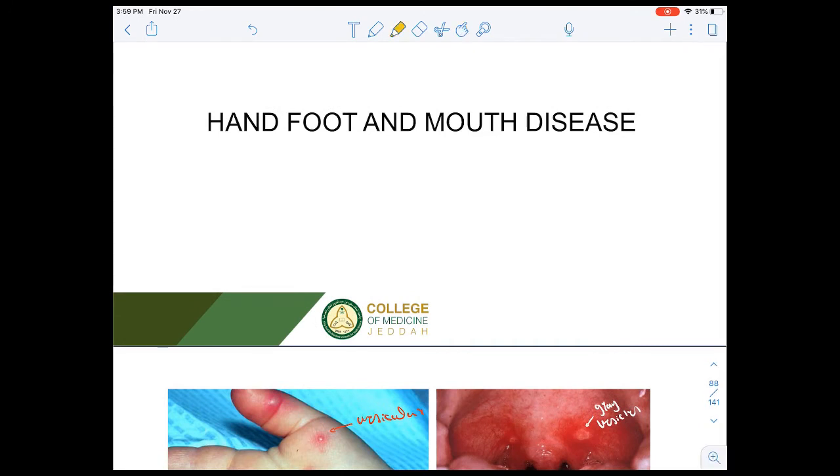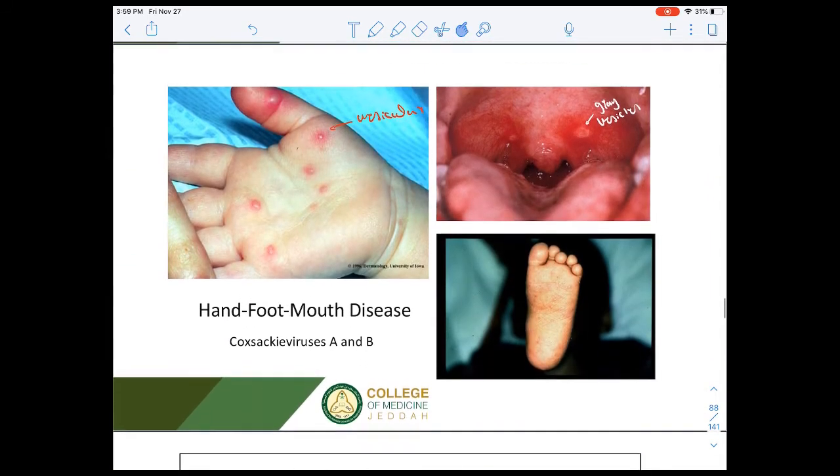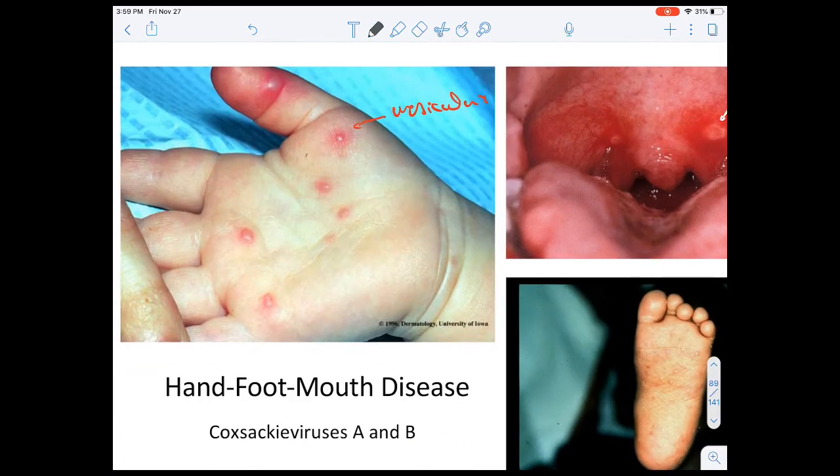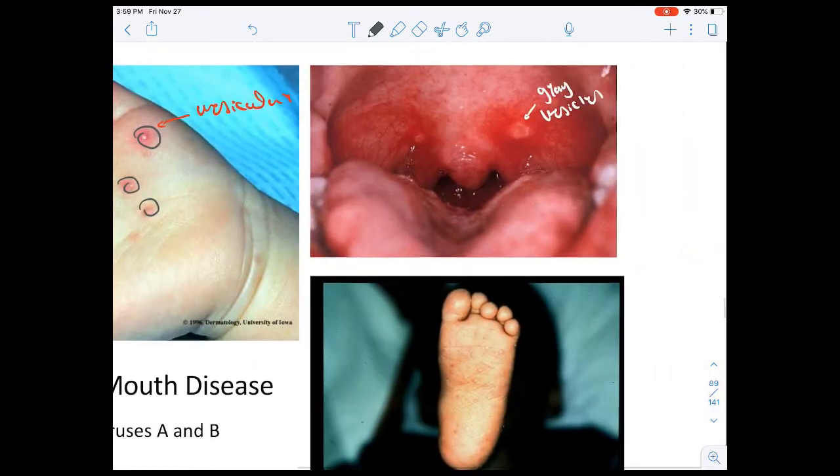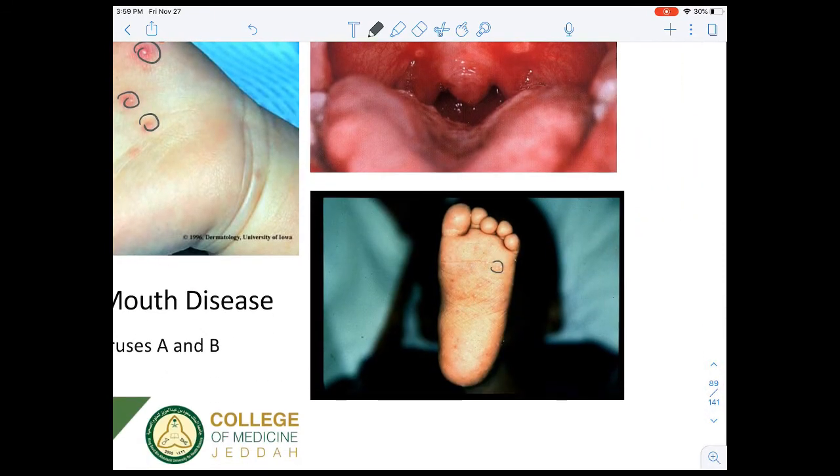So the hand, foot, and mouth disease, again, the name can clue you into the disease itself. This is a disease that arises on the hands, the feet, and the mouth, right? And thus the name hand, foot, mouth disease. So here you can see these vesicular lesions, right? They're kind of like vesicles, and here they're on the hand. Here they're on the sole of the foot. Again, vesicles on the sole of the foot. And here they're on the mouth, right?